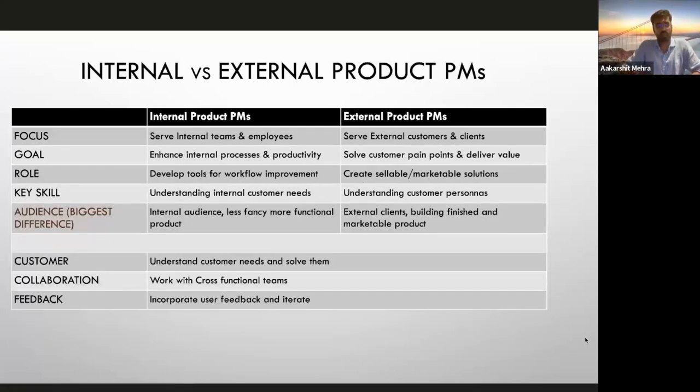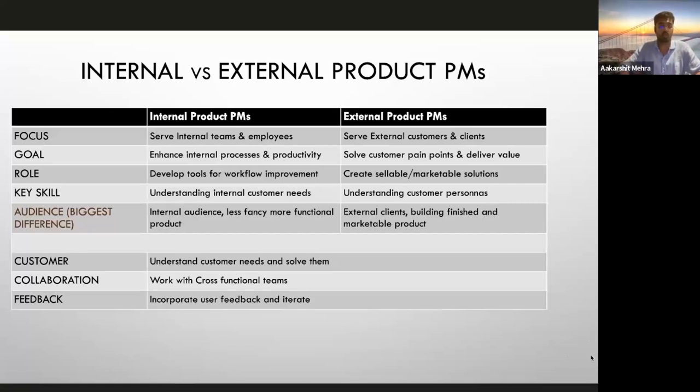Let's move on to our next set of product management roles, which are internal versus external product PMs. So as the name suggests, an internal product is something which is being built for the employees of the company that you work for, whereas an external product is being built for someone who sits outside of your current organization. Now, where the difference lies between these particular roles is how much you focus on the functional aspect of the product when you're ready to release it. An internal product scenario is very different to an external product scenario. Let's say you're building a tool to be used by your analytics team internally.